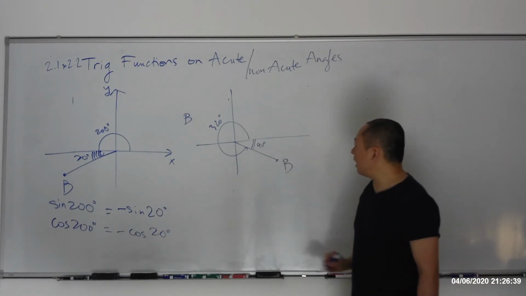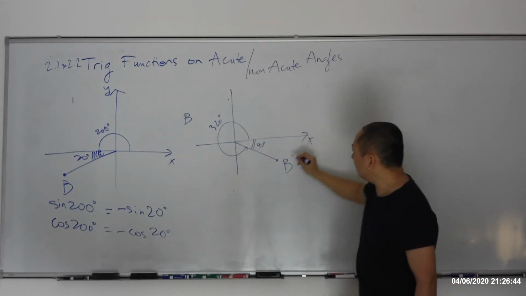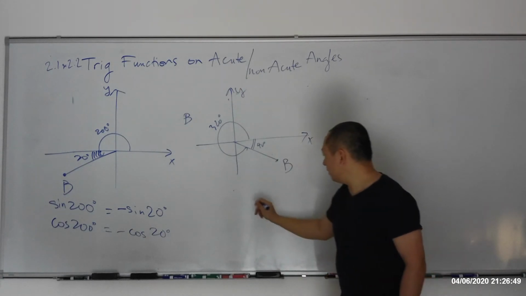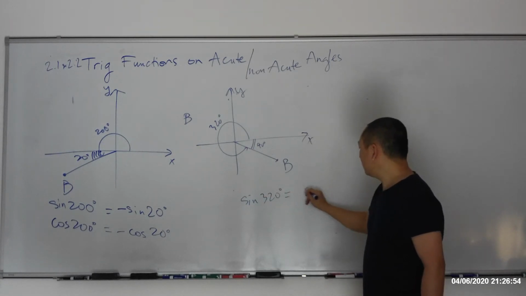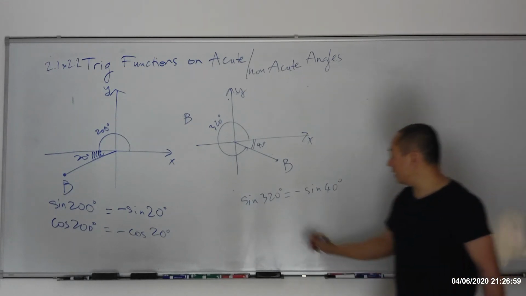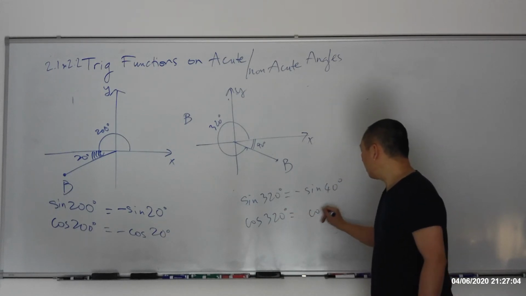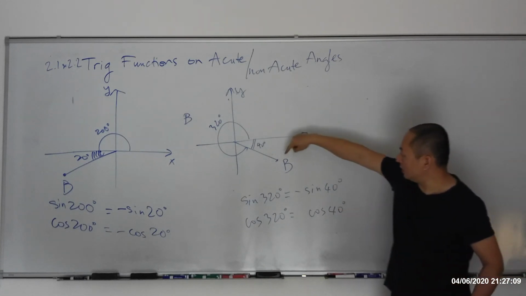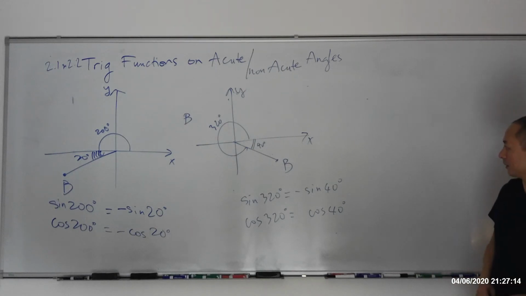Since point B is on quadrant number 4, you know the cosine will be positive, x is positive, okay? But sine will be negative. All right. So sine of 320 degrees is going to be equal to negative sine of 40 degrees, with the minus in front. And then cosine of 320 degrees will be equal to cosine of 40 degrees. With this, we do not need the negative sign in front, because those two angles will be the same value for the trig function. They're both positive. All right.